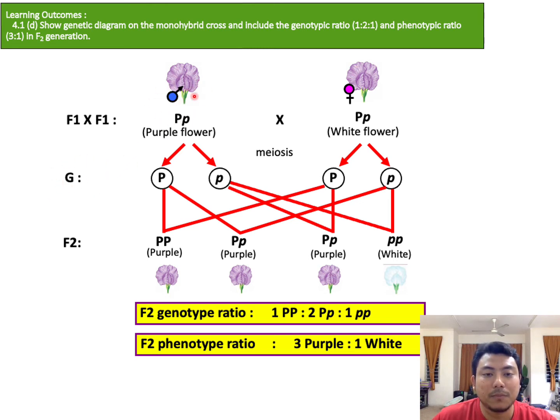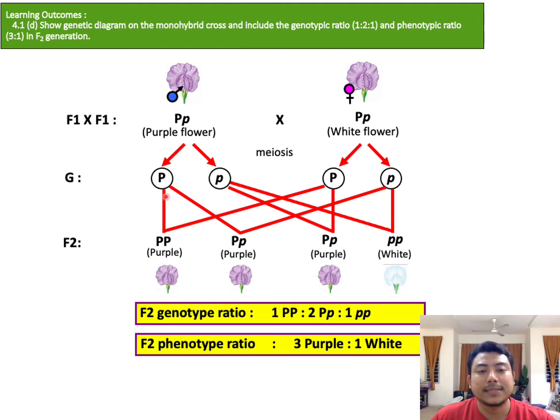Okay, maknanya sperm dia untuk hasilkan pollen tu, one of the sperm possibly carrying the P besar, this gene, this genotype, and this sperm is carrying P kecil. Whereas this ovum carrying P besar, the symbol represents the genetic for purple flower, and this ovum is carrying genes or genetic for white flower. So let us see how we do this crossing.